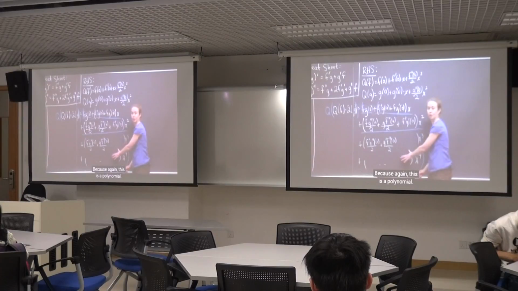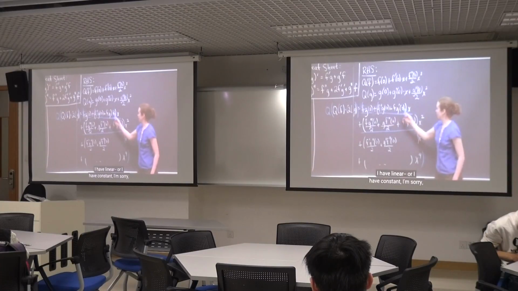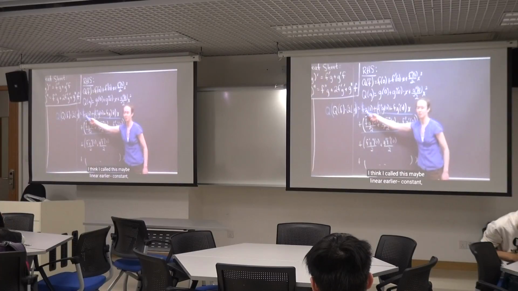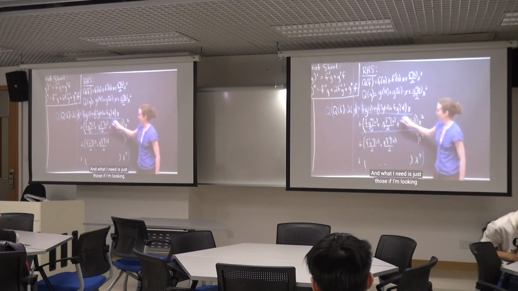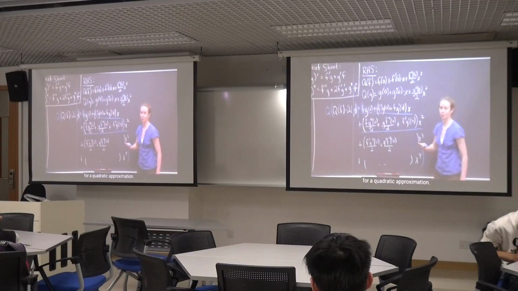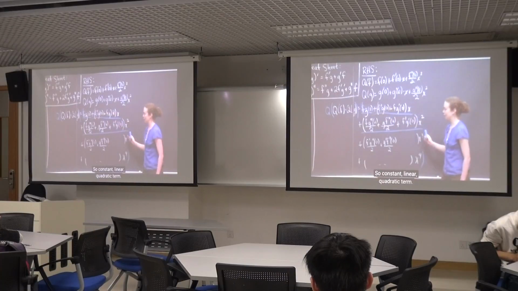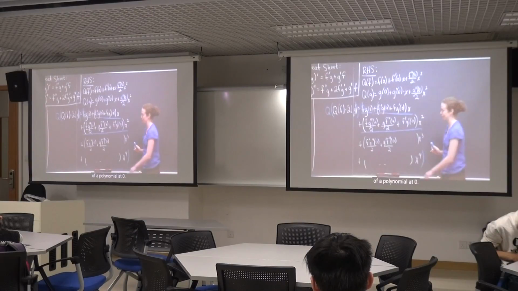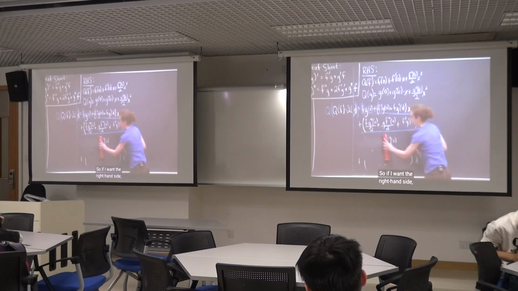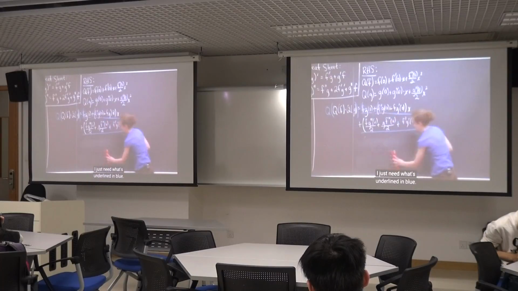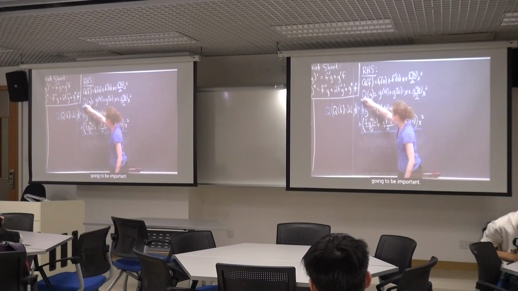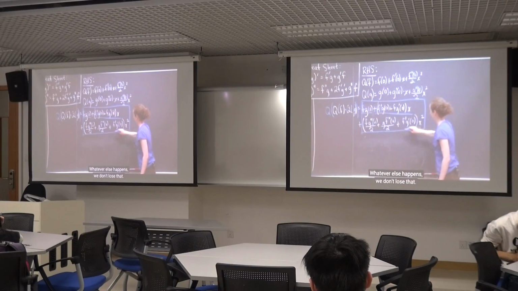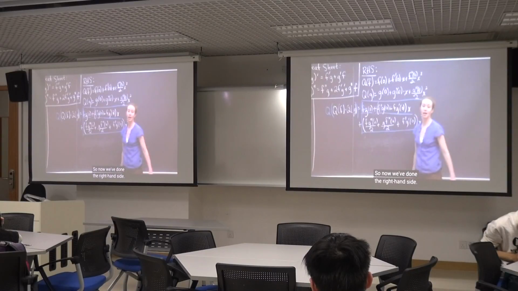Why? Because again, this is a polynomial. I have constant, linear, quadratic terms. I think I called this maybe linear earlier, I'm sorry. And what I need is just those if I'm looking for a quadratic approximation. So with the constant, linear, and quadratic terms, I immediately drop the cubic and the quartic terms when I'm looking at a quadratic approximation of a polynomial at 0. So if I want the right-hand side, I just need what's underlined in blue. Now I'm going to put a big box around that because that's going to be important. Whatever else happens, we don't want to lose that. So now we've done the right-hand side.